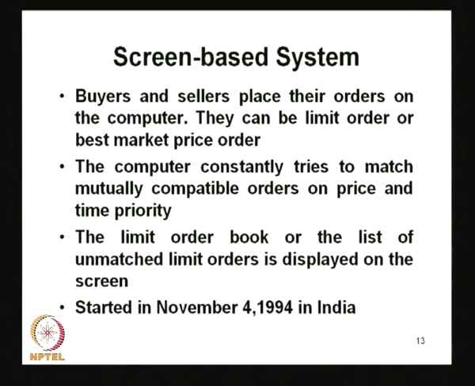So, here already what I told, that the order can be limit order or the best market price order. The limit order book, or the list of unmatched limit orders, is displayed on the screen. The limit order in this sense, basically, this investor gives a particular price limit. If price is only up to this much, then I can buy it, or the seller can say if the price is up to this much, then only I can sell. So, that is called the limit order.